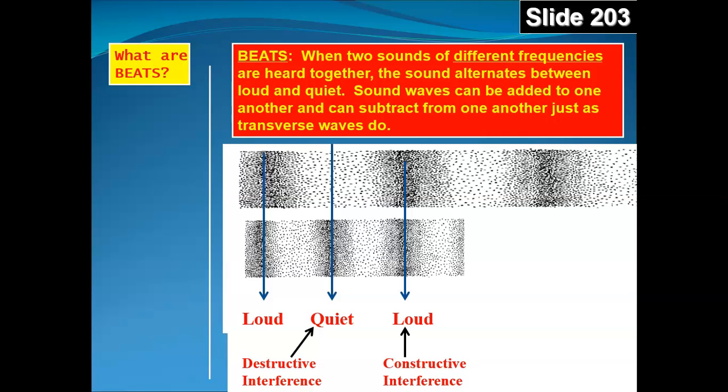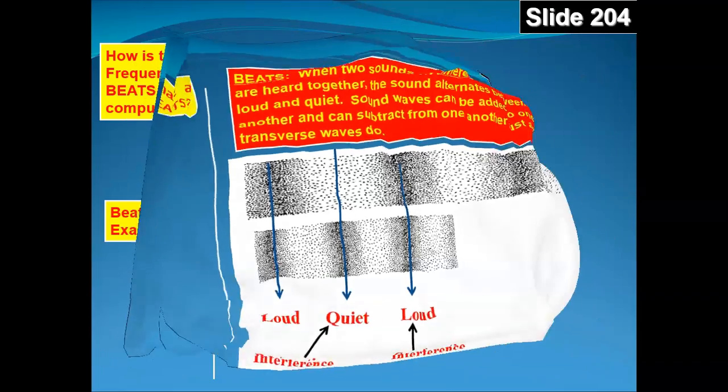And then you go a little further to the right, and you see that the high amplitude on both of them is in the same place, so that's going to be louder. So even without raising or lowering the volume, it'll make it sound like it's being lowered and raised. Where it says quiet, that's destructive interference. Where it says loud, that's constructive interference.